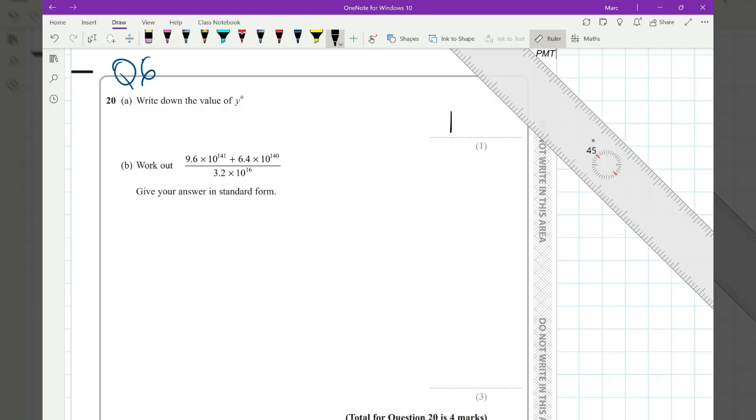9.6 times 10 to the power of 141. Oh, can't do that on a calculator. I should be able to. 9.6 power 141. It's having none of it. Okay. Let's just work this out then. 9.6 times 10 to the power of 141. Then I want to close the bracket.